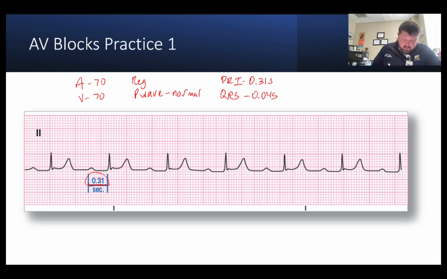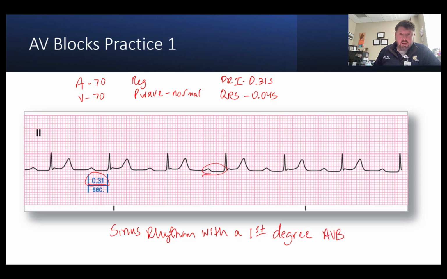So my underlying rhythm here is a sinus rhythm. But I've got something to add to it. Because I've got constant PRIs that are greater than 0.20 seconds, I've got a sinus rhythm with a first degree AV block. So again, always remember that you're going to have an underlying rhythm with your first degree AV block.